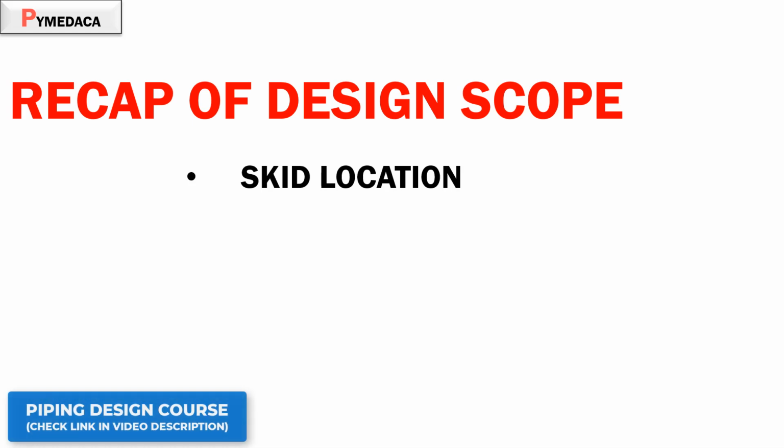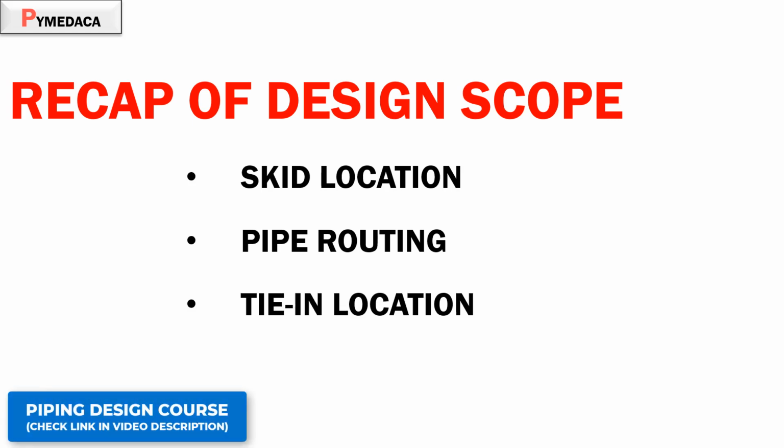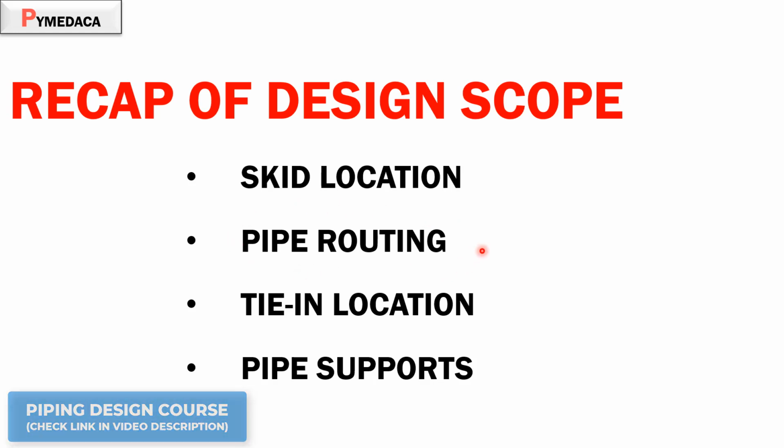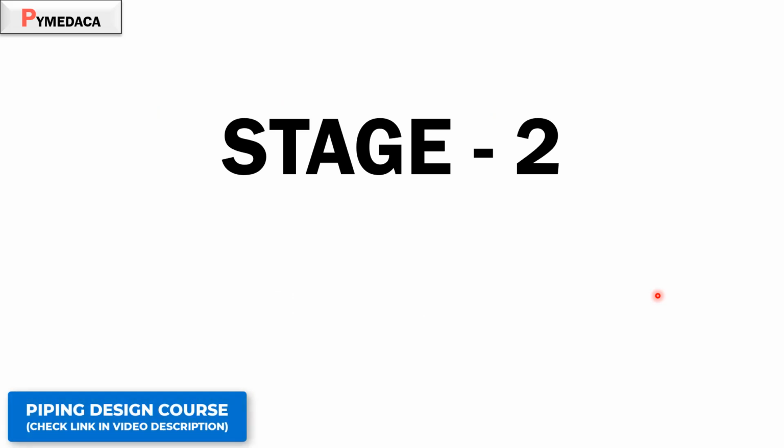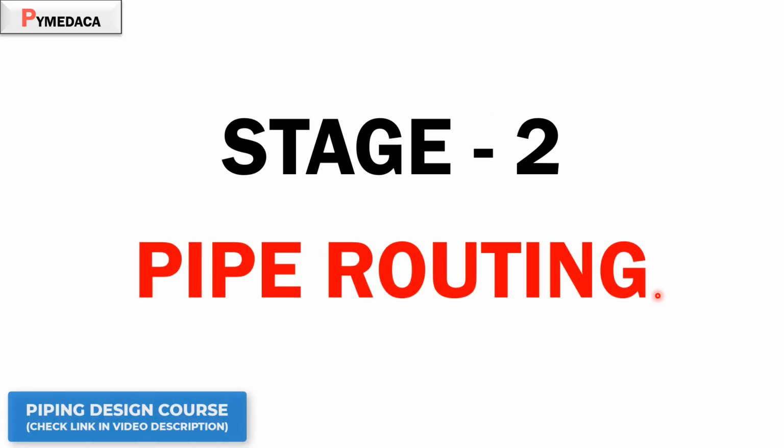The skid locations have been finalized. Now we have to do the pipe routing, and once the pipe routing is done, we will finalize the tie-in locations, and then we will move on to the pipe supports. The tie-in locations and the pipe supports I'll cover in the next videos. Now I'm going to cover only the pipe routing, because this is one of the extensive subjects, so let's get started. First, stage 2, we are just starting now.